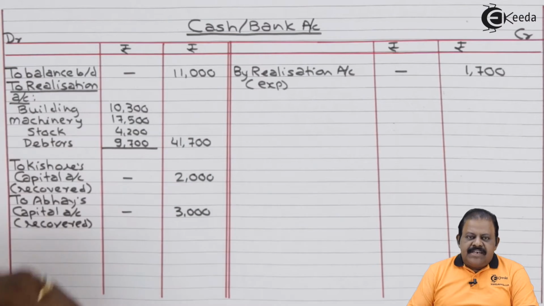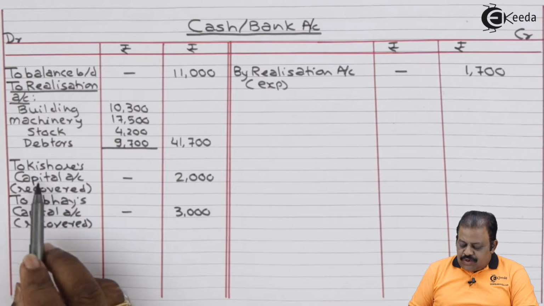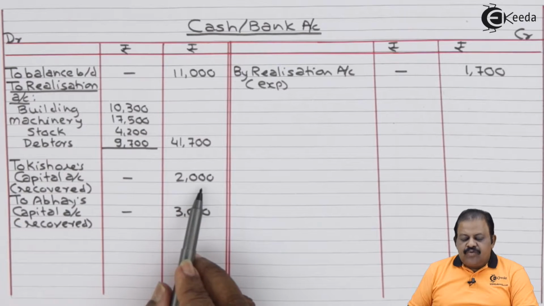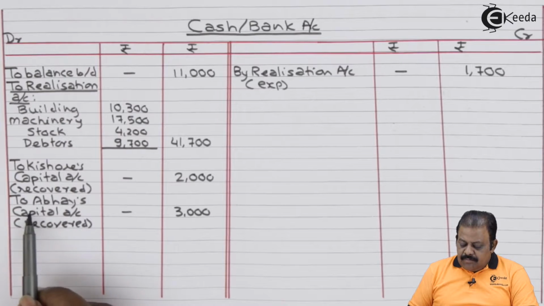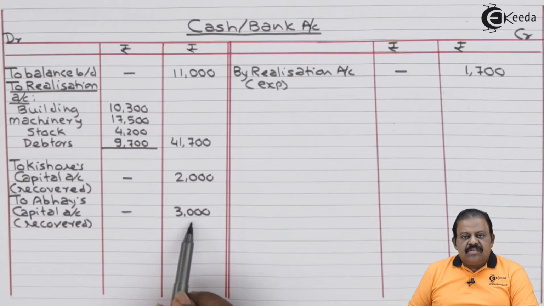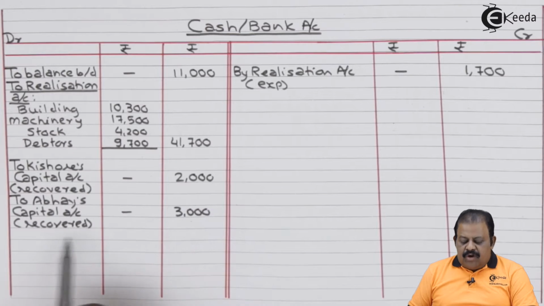Cash bank account debit side to Kishore's capital account 2,000, amount recovered from private estate. To Abhay's capital account 3,000 for amount recovered from private estate.